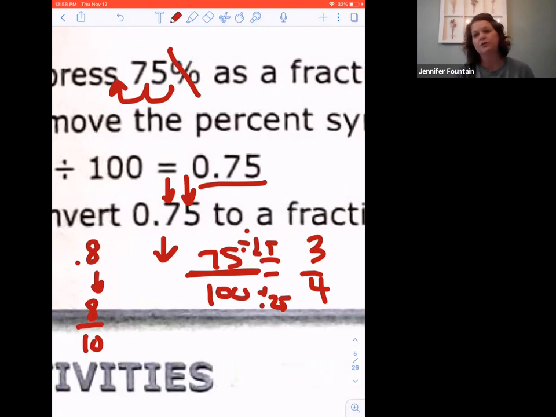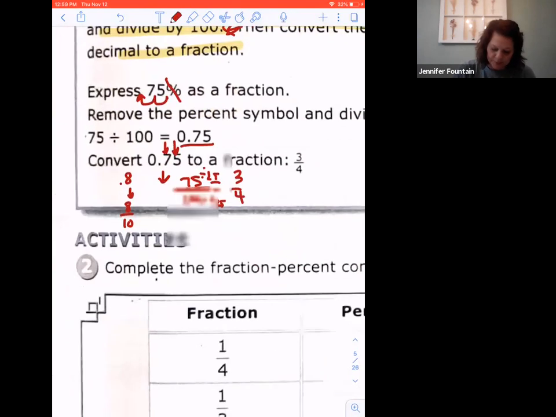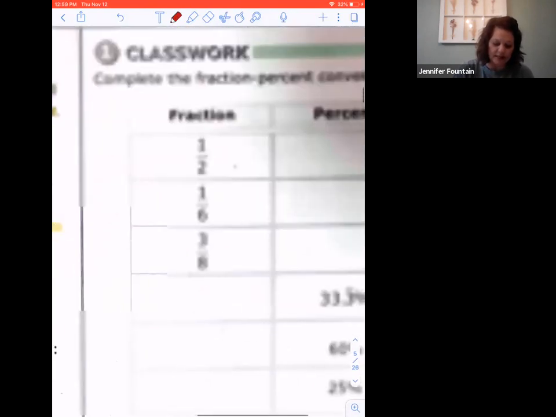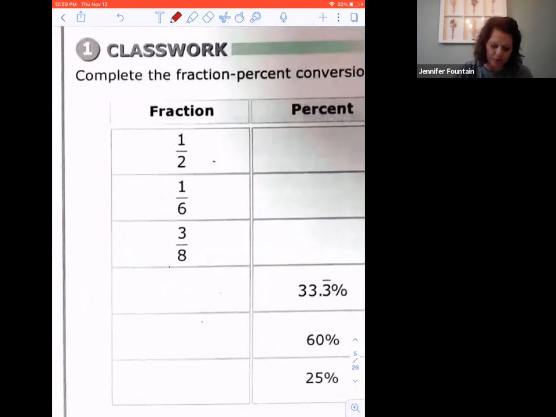If it's 2 places after the decimal, it goes over 100. If it's 3 places after the decimal, it would go over 1,000, and then you're just going to simplify. Okay. All right, so let's look at our classwork over here.